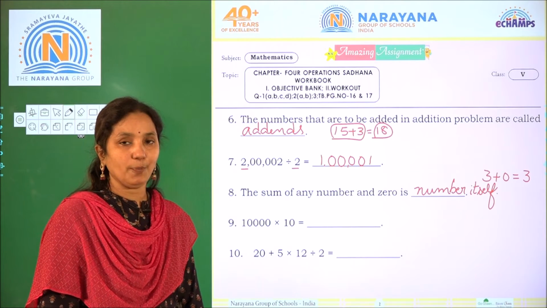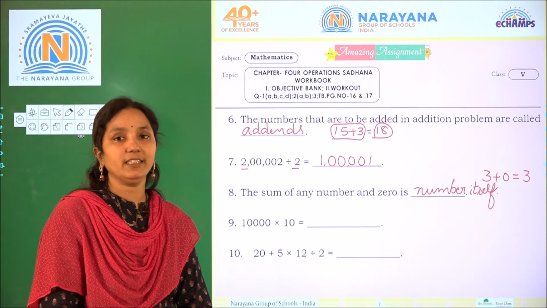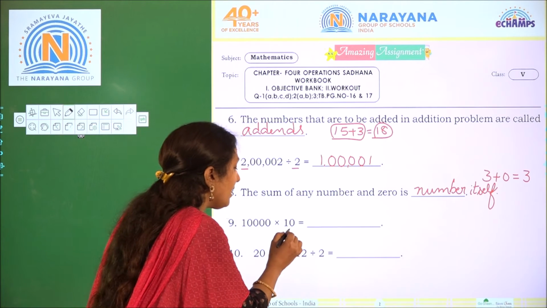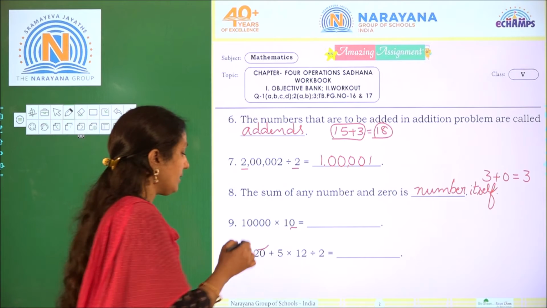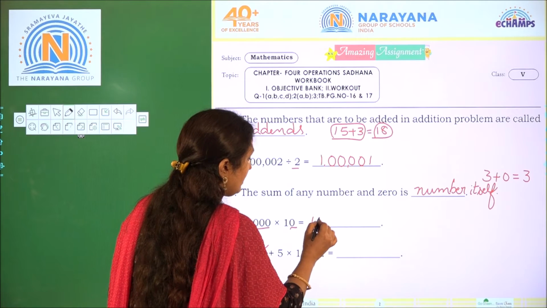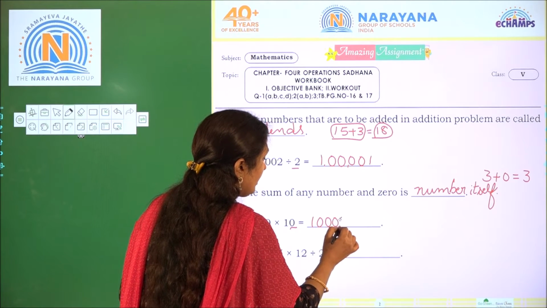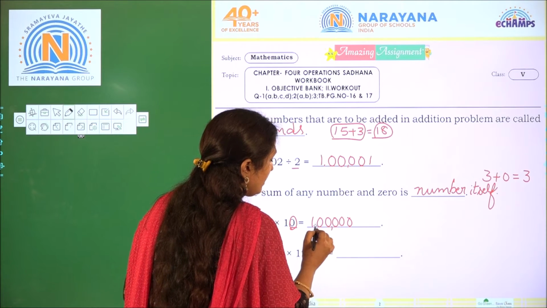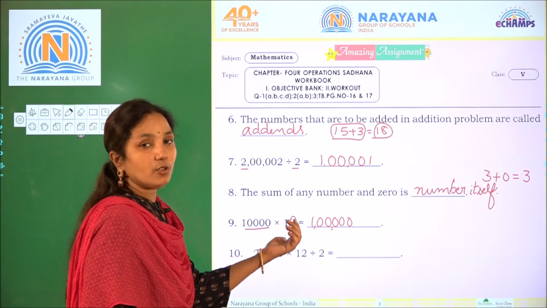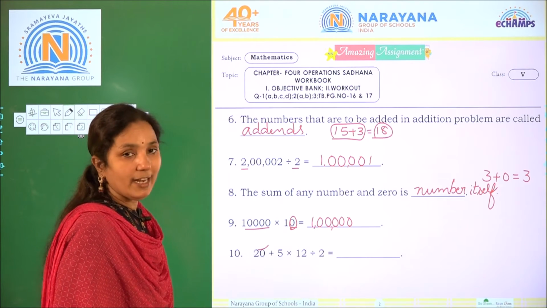Now 10,000 into 10. Already you know product of numbers ending with zeros. Here we are just adding 1 zero from the right side. What is the number here? 10,000. Just write the given multiplicand and add 0 here. So you will get 1 lakh. 10,000 into 10 is 1 lakh.